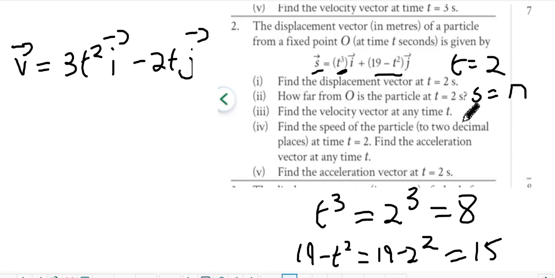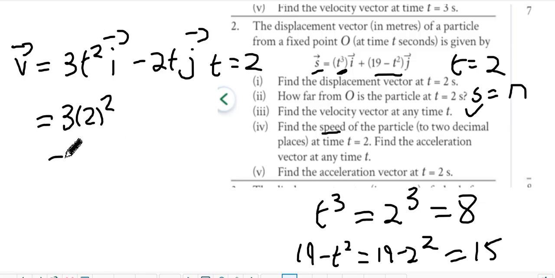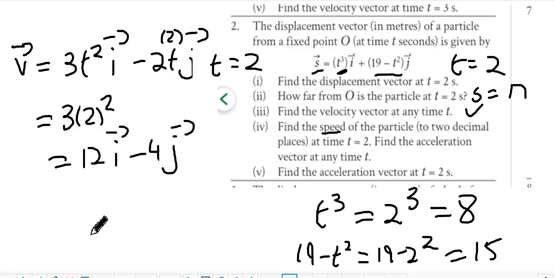Okay? You're differentiating the displacement to get velocity. There's a difference between speed and velocity. The first thing is we're going to find the velocity at t equals 2. So sub in 2, and we get 3 times 2 squared, which is 12i, and then 2 times 2, 4j. Now that's the velocity, it's not the speed.